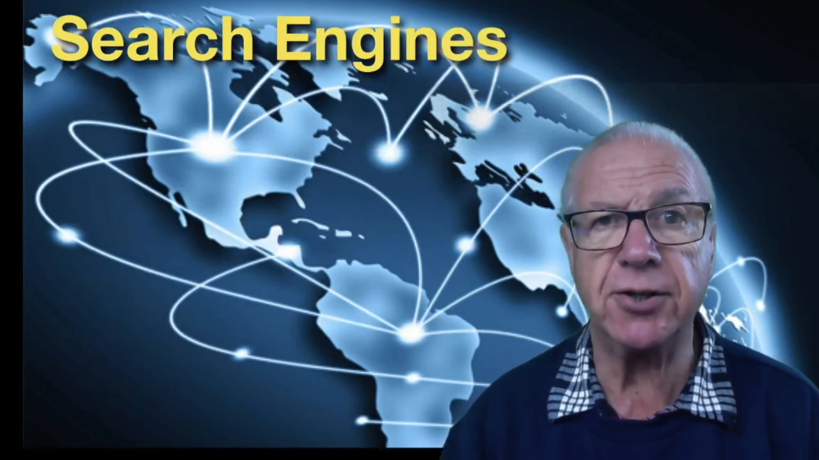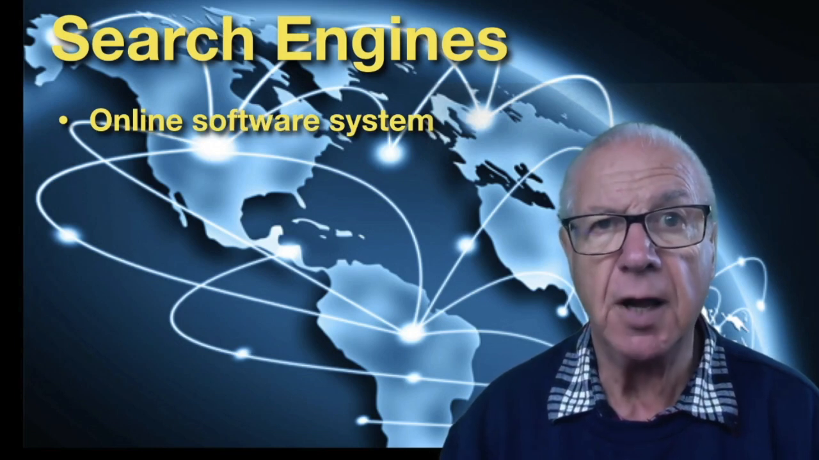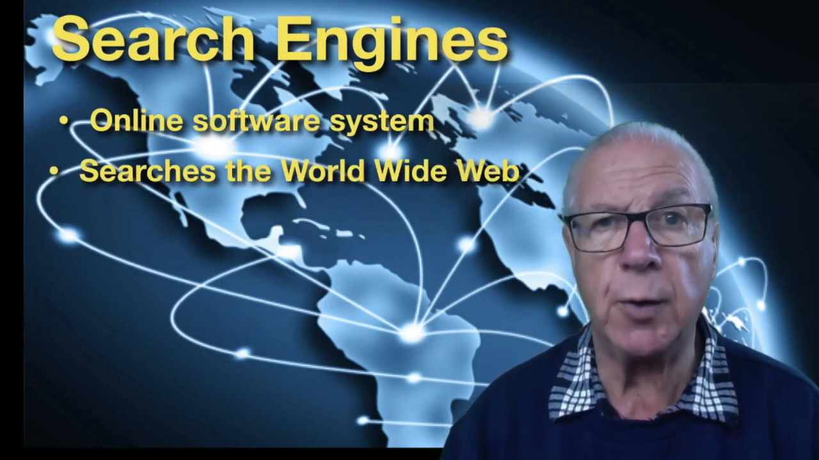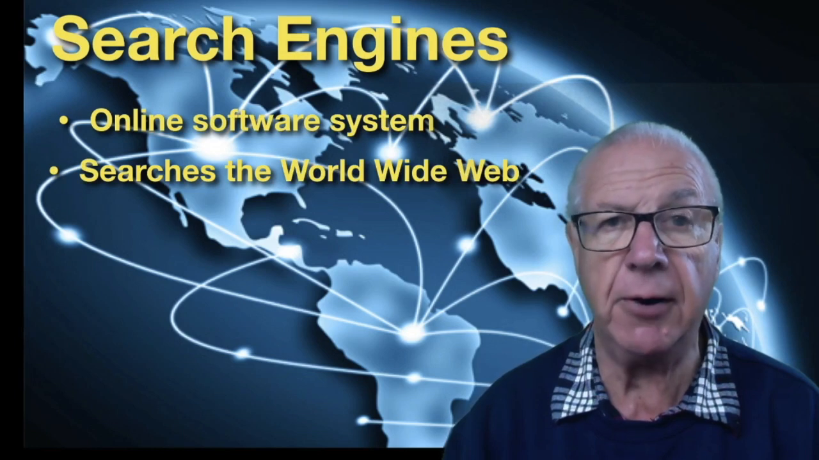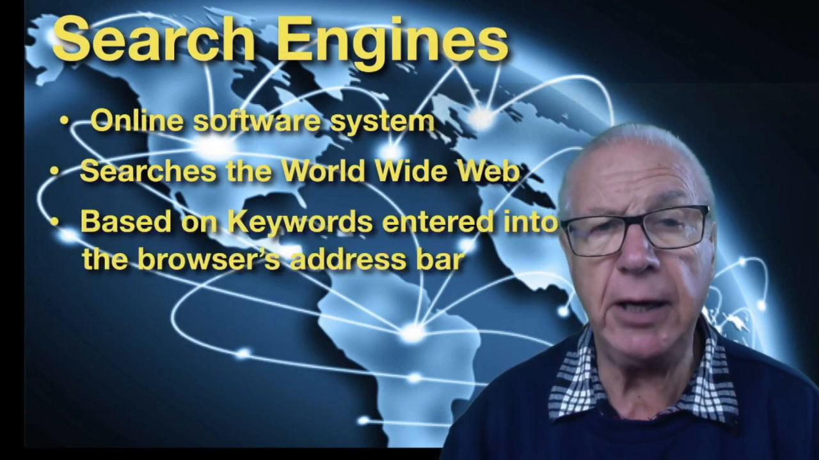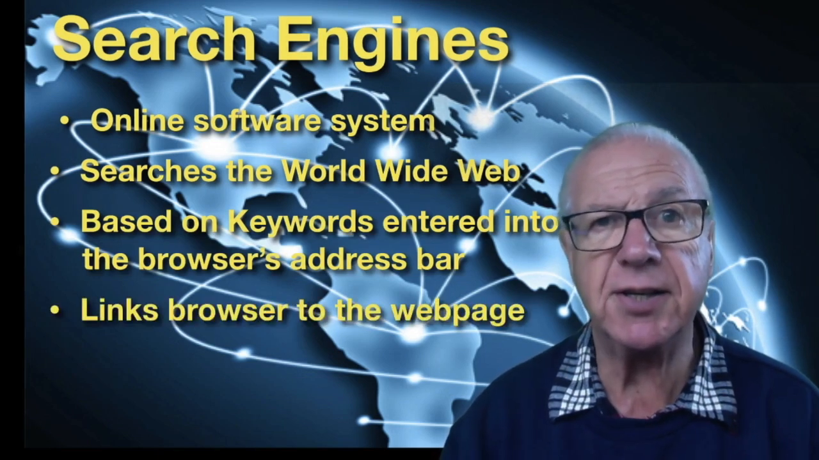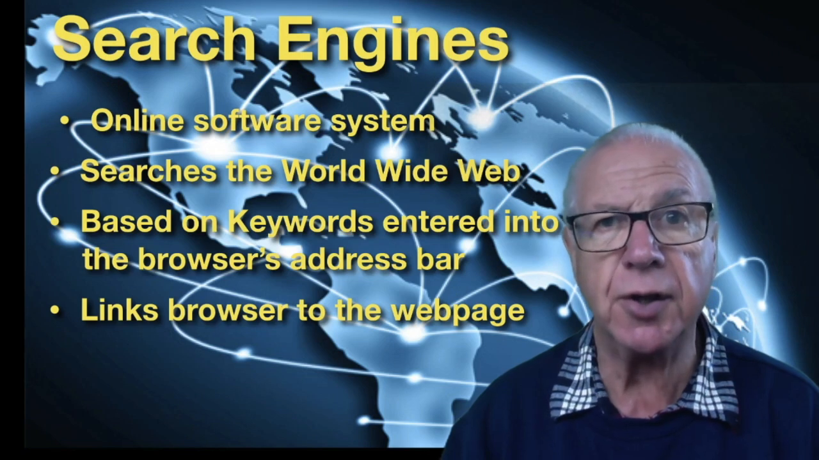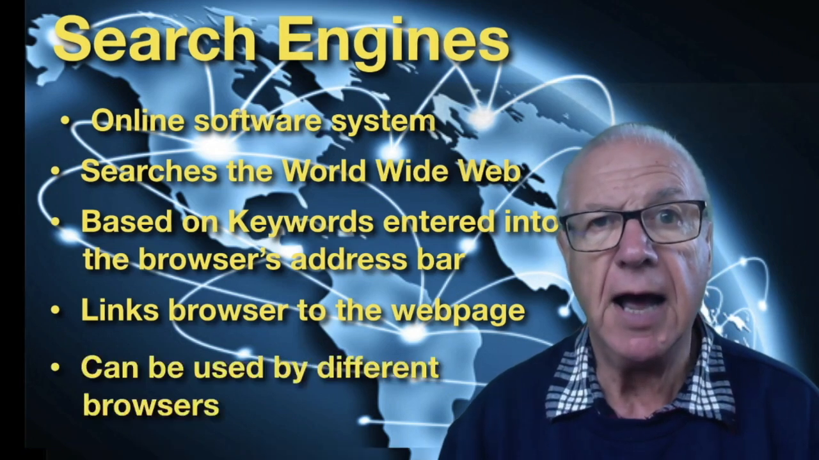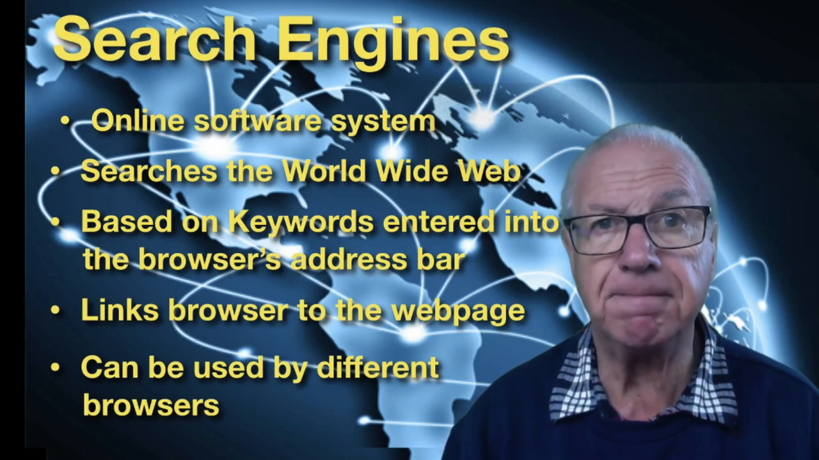Now, what about search engines? Well, they're an online software system which searches the World Wide Web, or the internet as we know it. And these searches are based on keywords that we put into the browser's address bar. And in a sense, they link the browser to the web page. And there are many different kinds of search engines which can be used with different browsers. So we just have to choose the one that we like the best.